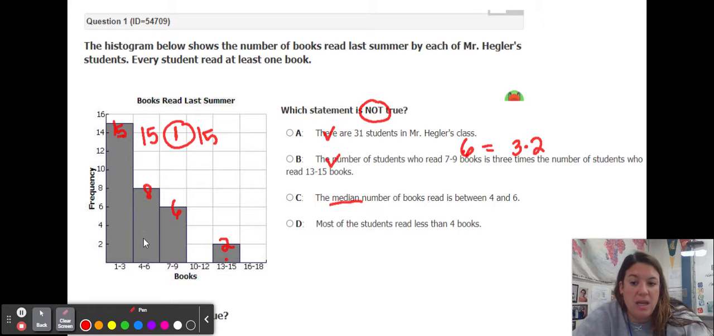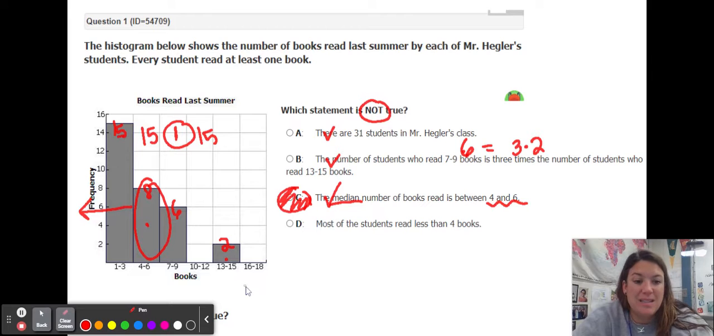And that will be in this 4 to 6 range because 15 of the numbers of the data will be on this side of that number, whatever it is. It doesn't matter what it is. We're just looking for the interval that it's in. And on this side of that number, there's going to be 15 numbers. So the median is going to be between 4 and 6. So that statement is true also.